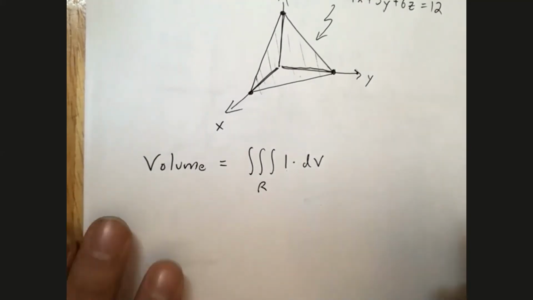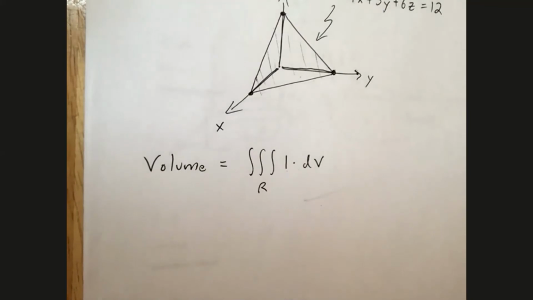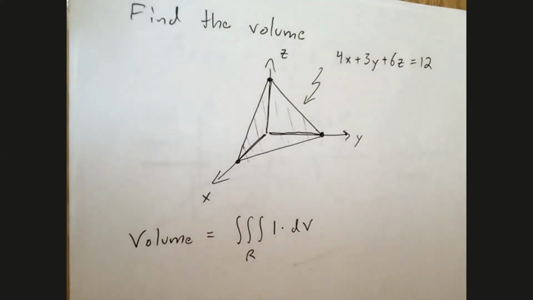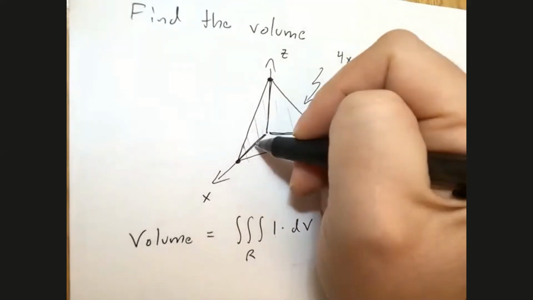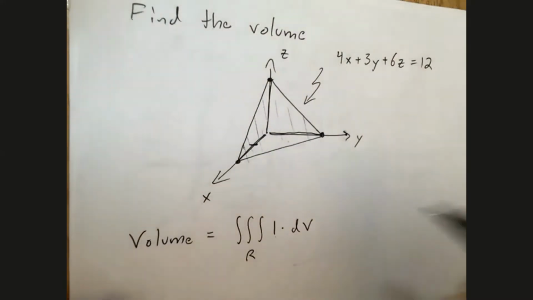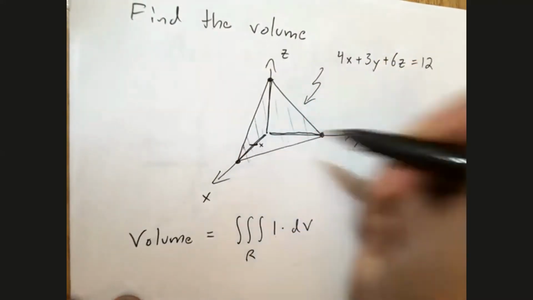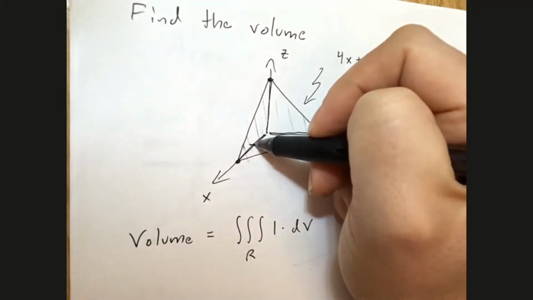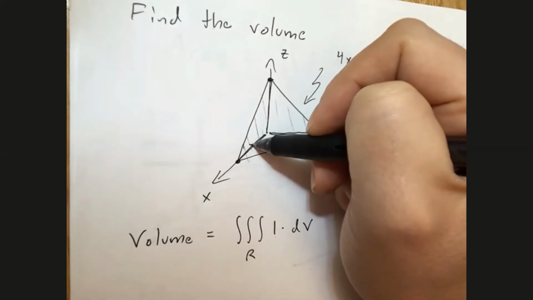Okay, so we want to find the volume of this thing. We want to integrate this. How do we set up this integral? Well, pick a variable to start with. Let's start with x. So I'm just going to pick an x value here. And now for each x, I'm going to integrate this.